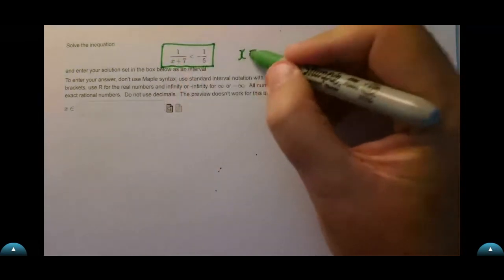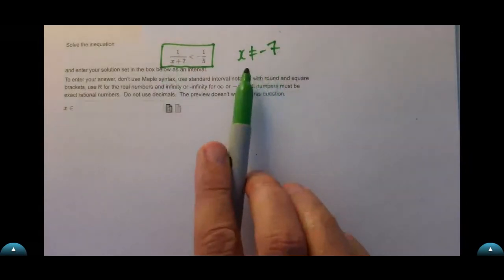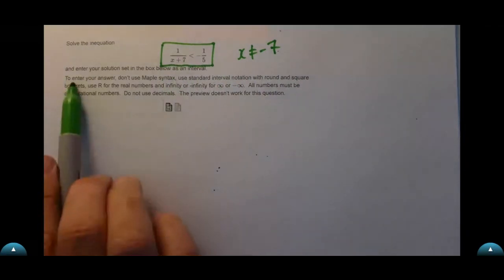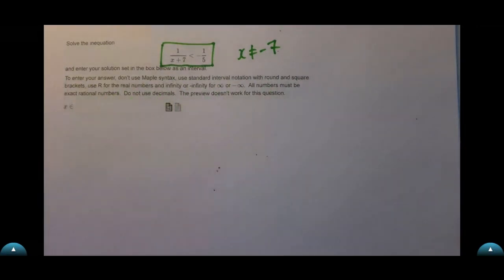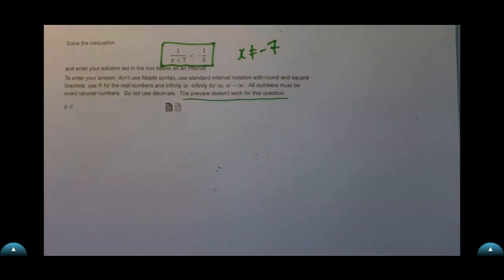this inequality. And of course, we see that obviously x, whatever we find, x can't be -7 because the left-hand side isn't defined. To enter your answer, don't use Maple syntax. Use the standard interval notation. Again, with the round and the square brackets, the preview won't work for this question.